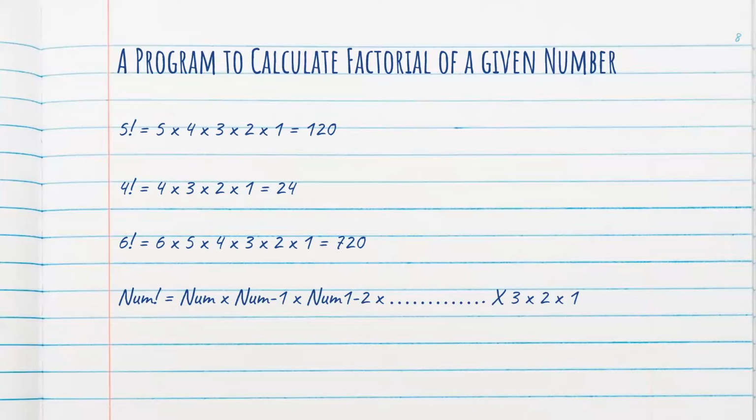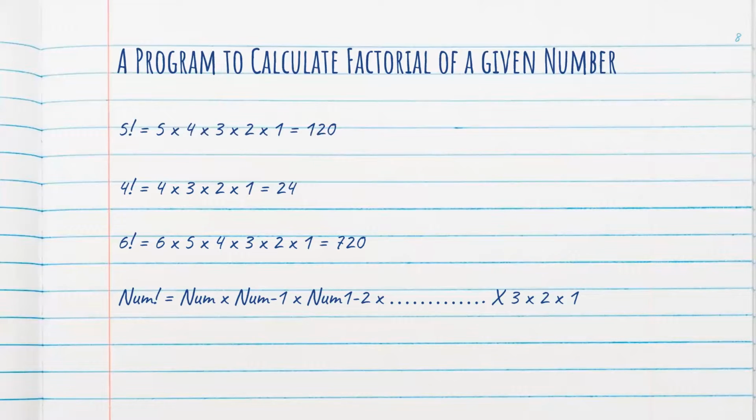In the case of 4, the starting point is going to be 4 and the ending point is going to be 1. In the case of 6, the starting point is going to be 6 and the ending point is going to be 1. So you can see that in every case, the ending point is 1 and the starting point is the number of which we are going to calculate the factorial. So we are going to write the program in which a user is going to enter a number and we have to implement this formula somehow using a loop and calculate the factorial of that number.